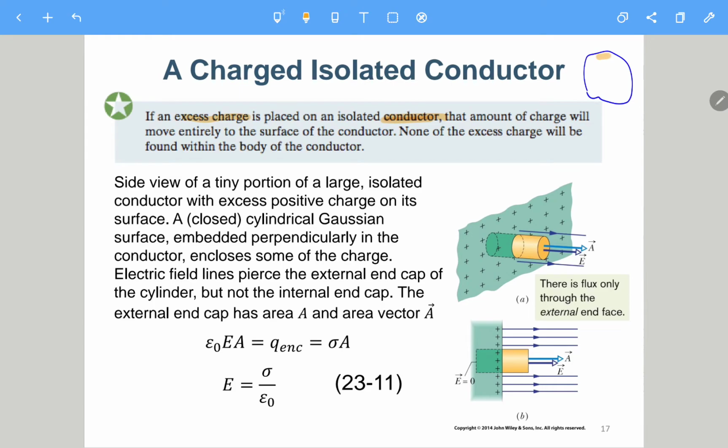If it is a positive charge, all the charge will go to the surface. It will not stay inside. It will be the same case if it is a negative charge. Then all the charge will go to the surface for a conductor.